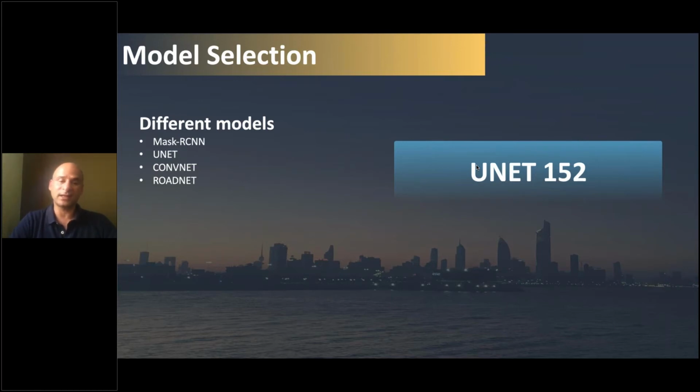We used Mask RCNN, UNet, ConvNet, and we even developed our own neural network, which we named RoadNet. At the end, we used UNet 152 as our model because it was giving us the best results.